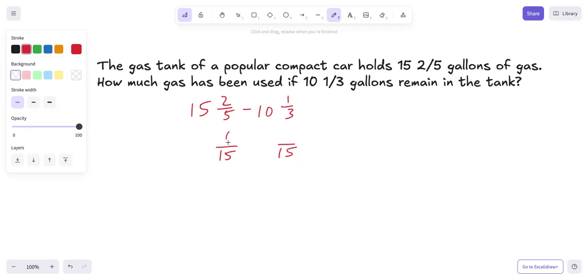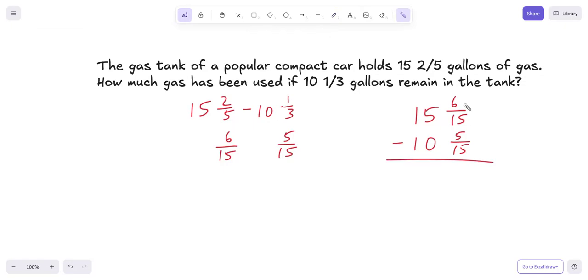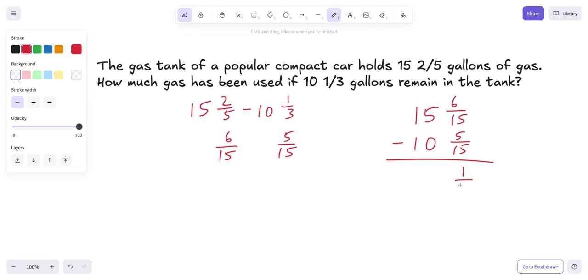2 times 3 is 6. 1 times 5 is 5. I'm rewriting this as 15 6/15 minus 10 5/15. I do not need to regroup or borrow because 6 is bigger than 5. 6 minus 5 is 1/15. 15 minus 10 is 5. So we have 5 1/15 of a gallon used.